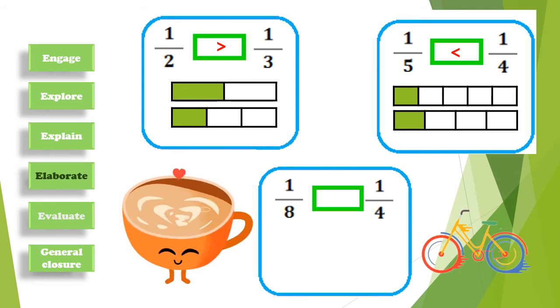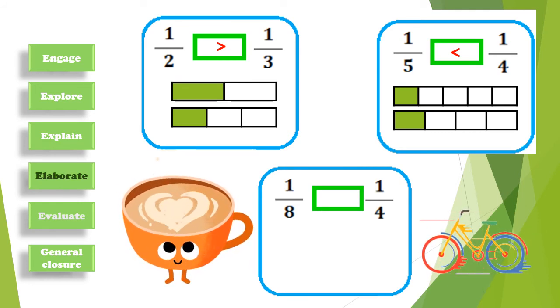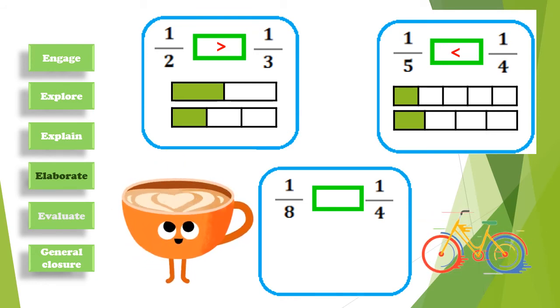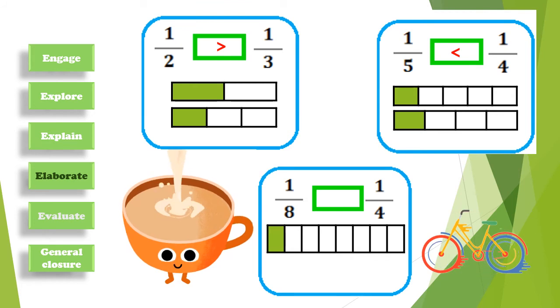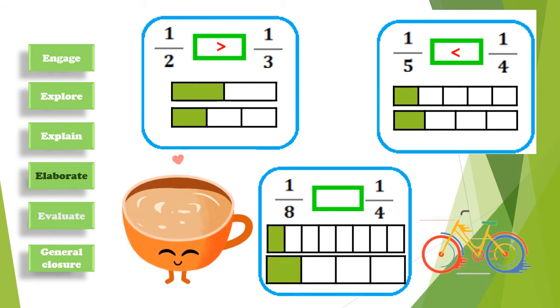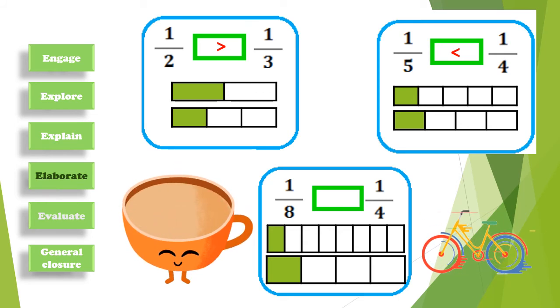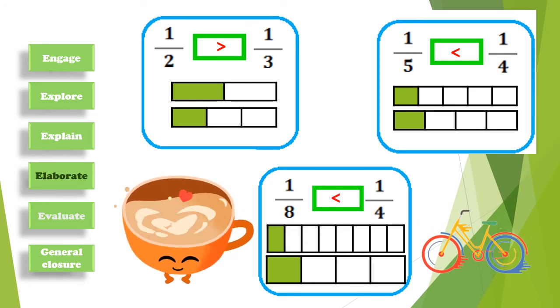Eighth or fourth? 8 or 4? Look at the smallest denominator. It has the biggest fraction. 1 out of 8, and fourth. Look at the shaded part. Who has the biggest shaded part? It is the greatest fraction.